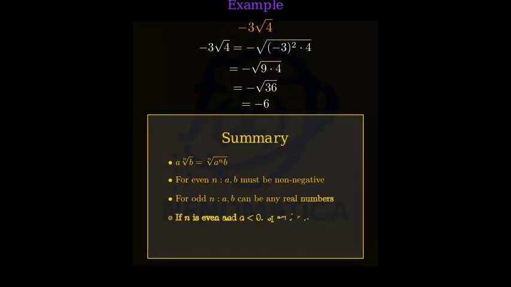The third law of radicals states that a times the nth root of b equals the nth root of a to the power of n times b. For even values of n, both a and b must be non-negative. For odd values of n, a and b can be any real numbers. If n is even and a is negative, we need to place a negative sign in front of the radical when bringing it inside. This law is very useful for simplifying radical expressions and is an important tool in algebra.